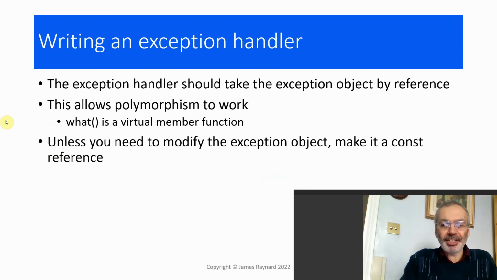When we're writing an exception handler, there are some things we should bear in mind. As we've already discussed, the handler should take the exception object by reference, and that will allow polymorphism to work. So when you call virtual member functions like what, you'll get the right version of the function for the object that was thrown. And also you should make that a const reference unless you actually need to modify the exception object. So that's just the usual rule really.